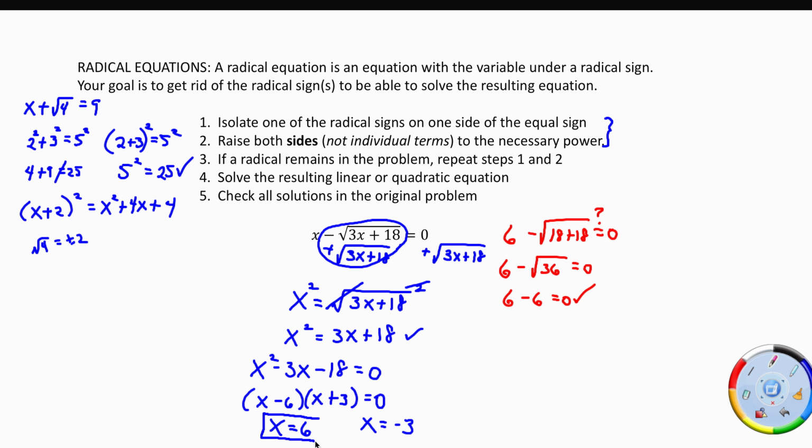Now, they might both be answers. Neither could be an answer, or just one could be an answer. So I must check both of them in the original equation. Let's try -3. Is -3 minus the square root of 3 times -3, which is -9, plus 18, equal to 0? So is -3 minus the square root of 9 equal to 0? Is -3 minus 3 equal to 0? No. So make sure you mark that one out.